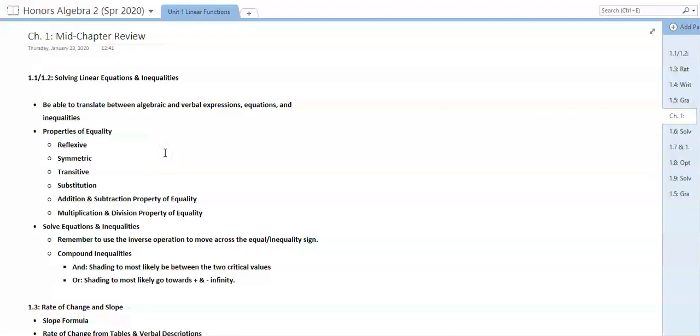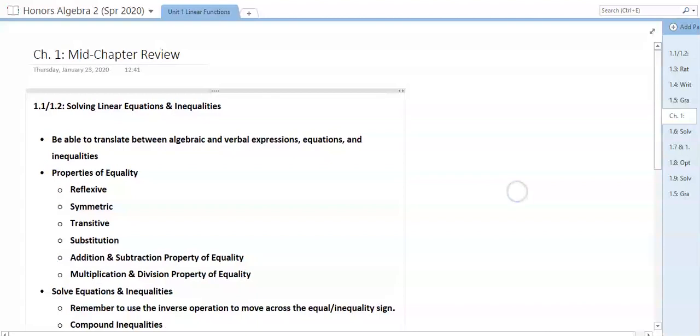All right, so let's talk about the mid-chapter review for Chapter 1. Got some bullet points here I'm going to go through. Remember, all the videos are available for you to go back to on any individual section that you want to go back to and review. But some key things to look out for in the different sections for Chapter 1.